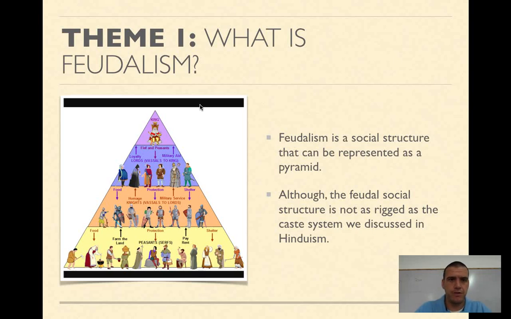And this is a good visualization for you to see how it works. This should be familiar to you, looking at social structures, because we covered the caste system when we talked about Hinduism. It's different, but similar in structure.